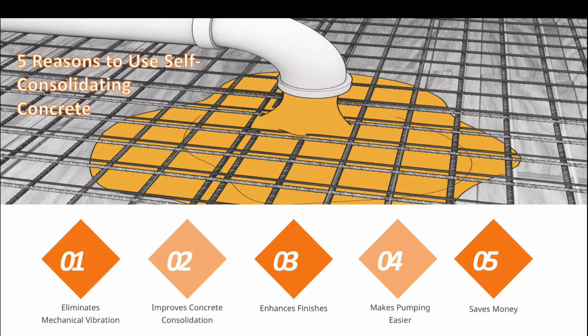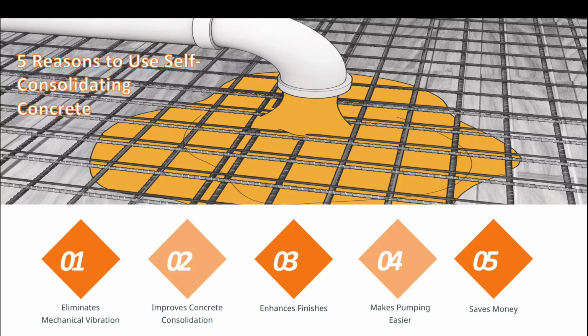Number 4, it makes pumping easier. Higher slumps and excellent flowability promote easier pumping, including pumping to substantial heights. Quicker truck to pump discharge speeds up the construction process. And number 5, it saves money. When you use SCC, both direct and indirect cost savings occur from decreased construction times, lower discharge and placement times, cosmetic repairs that otherwise take time, and less wear and tear on equipment.